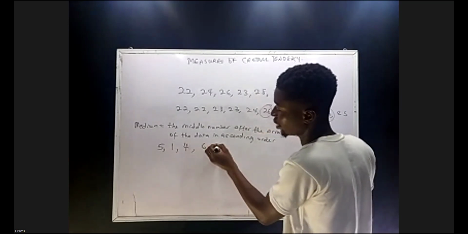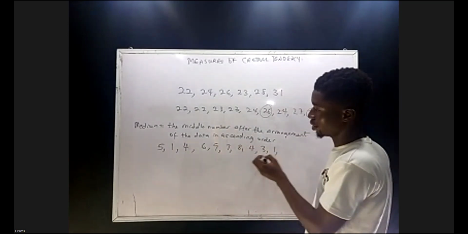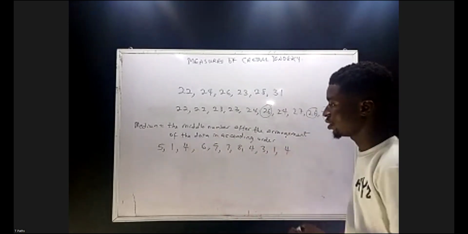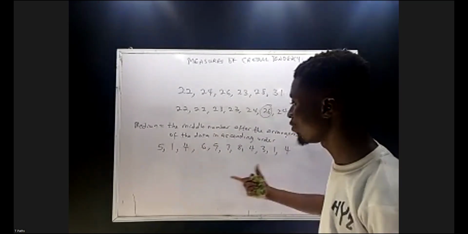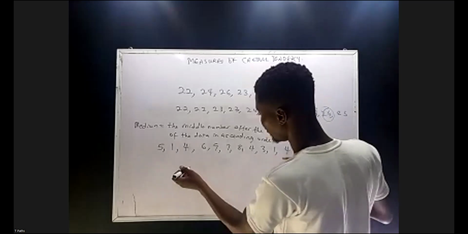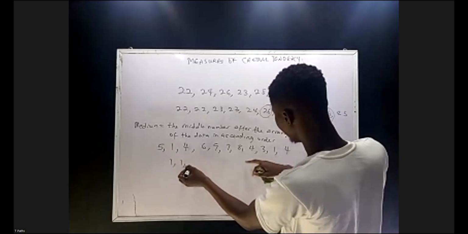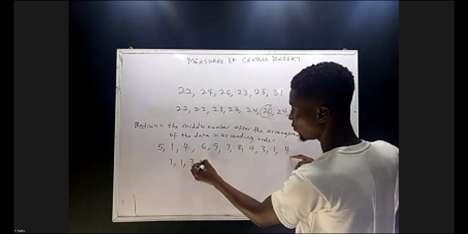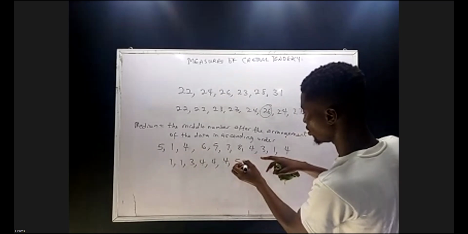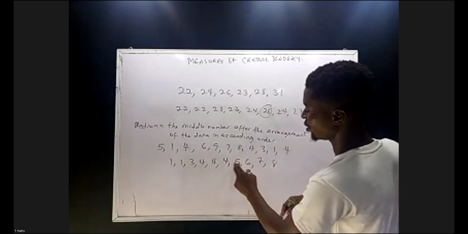4, 6, 9, 7, 8, 4, 3, 1, 2, 3, 4, 5, 6, 7, 8, 9, 10. And let's give this one more 4. Now look at this set of data. If you want to get the median, we first of all arrange it. So I have 1, 1, then the next number is 3. The next is 4, 4, 4. Next is 5, then 6, 7, and 8.